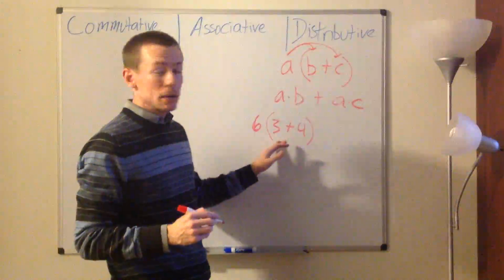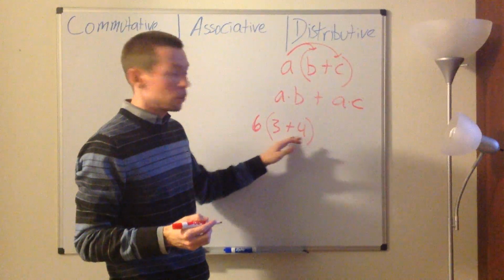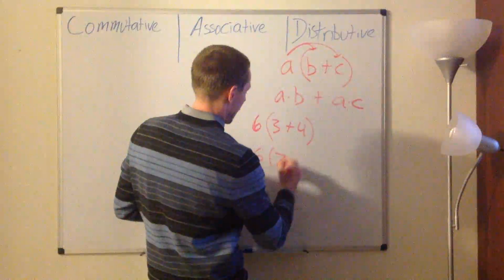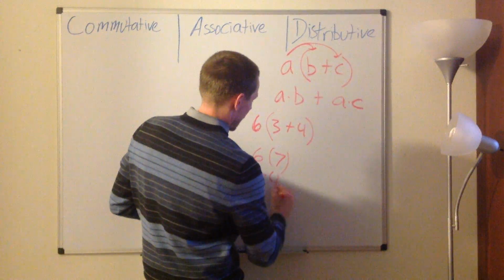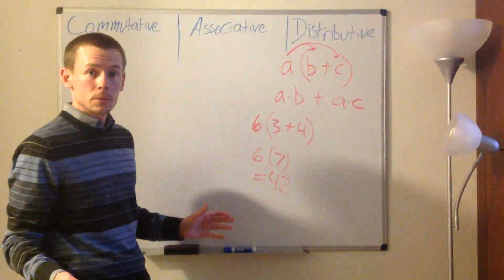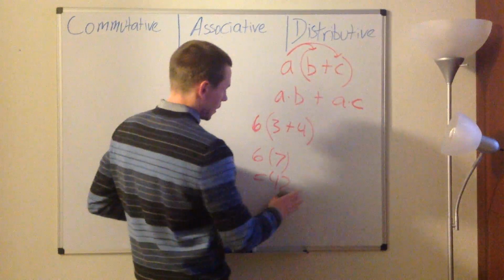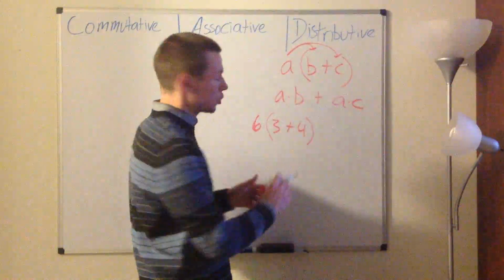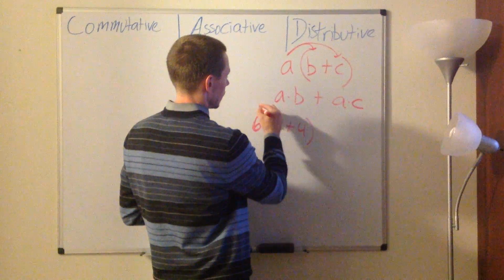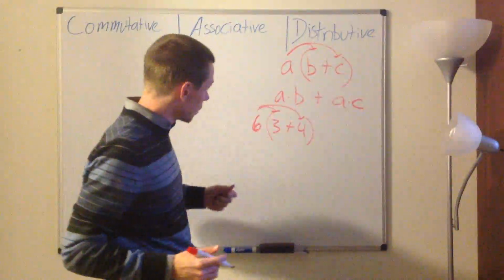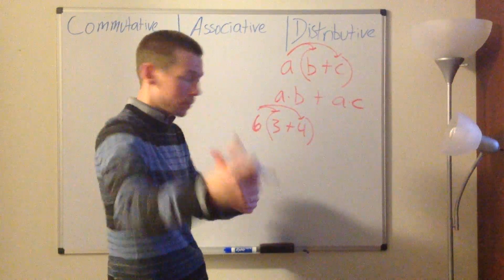Well, first let's say we did the parentheses. Let's say we did 3 plus 4. 3 plus 4 is 7. And 6 times 7 would equal 42. Okay? But let's say now I distribute the 6 to the 3 and the 4 by multiplication. In other words, I give out the 6 to them.